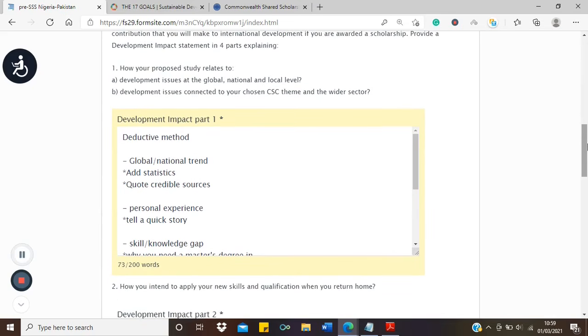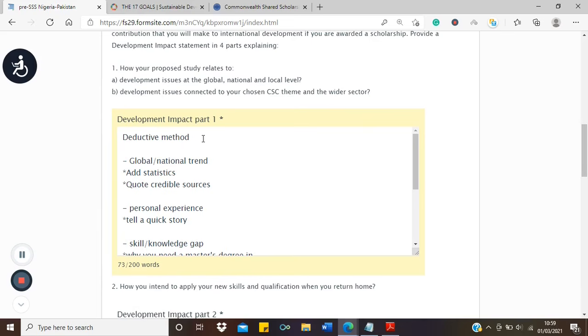So the first question, as I said, is how your proposed study relates to developmental issues, global developmental issues, national developmental issues, or community, local level developmental issues. And secondly, how are these developmental issues you're interested in related to the core themes of the Commonwealth Shared Scholarship?